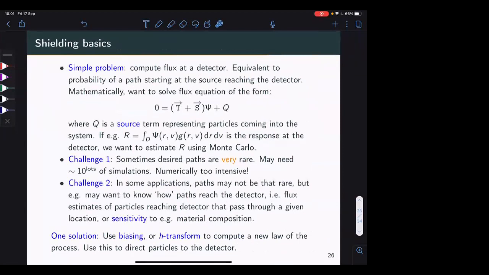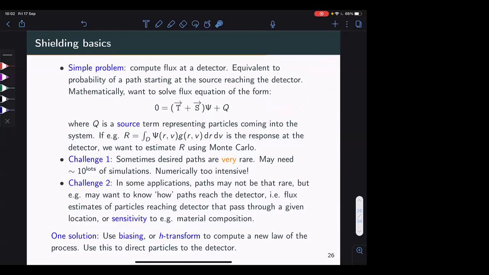Mathematically, I think it's moderately simple. We go back to this equation here, but instead of a fission term, you can have fission, but I'm going to ignore it. You have a source term, and this is the equation that dominates the particles. What you might want to know is the response at some detector D from the flux, where I integrate against some function G, which is supported on the detector D. So I may have a source over here and a detector D, and I want to know how many particles end up coming through that detector.